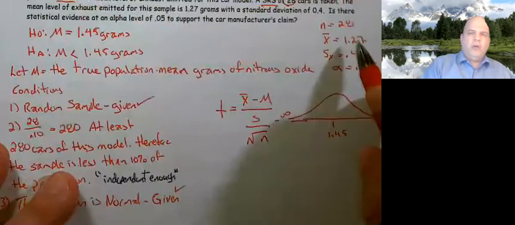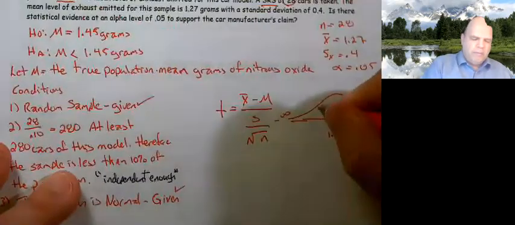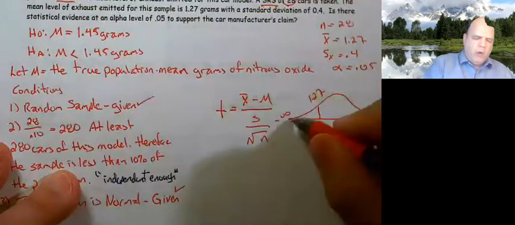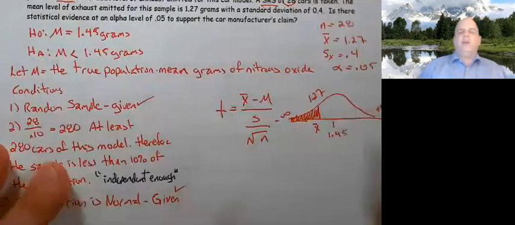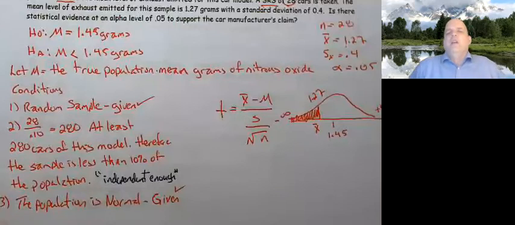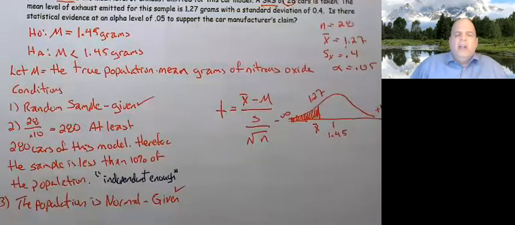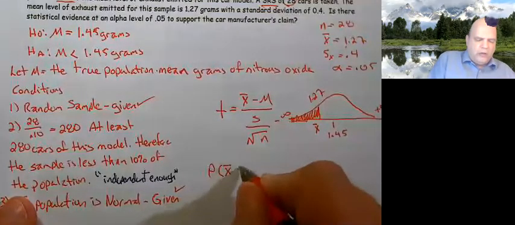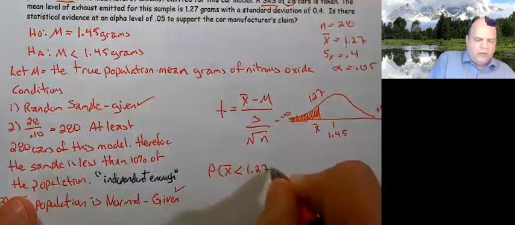And we have a sample mean of 1.27. X bar right here, 1.27. And what we want to know is how likely it is that I would get a sample mean of 1.27. How likely is it I'd get a value that extreme or less if 1.45 was the actual value? And so that's what we're going to check. So we're going to start plugging in.